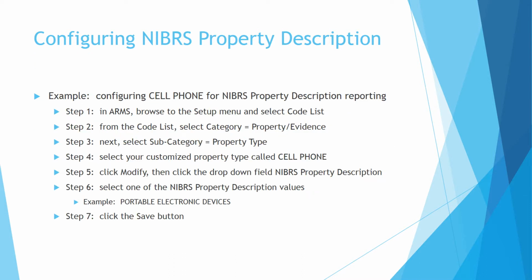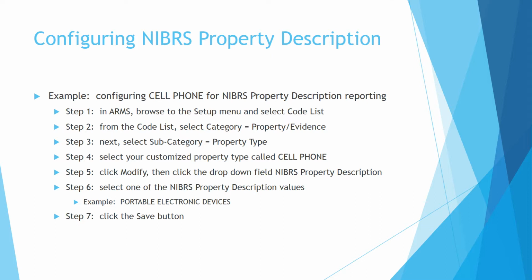So for this example, we're going to look at coding a cell phone code that's already in your database to now pop up under NIBRS as a portable electronic device. So what we're going to do is first get into our code list, which is underneath the setup menu. So we're going to go to File, Install Setup Code menu, and then we are going to pull down our setup code menu and look for code list.